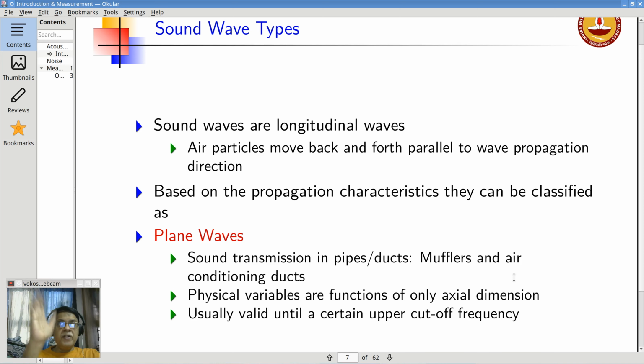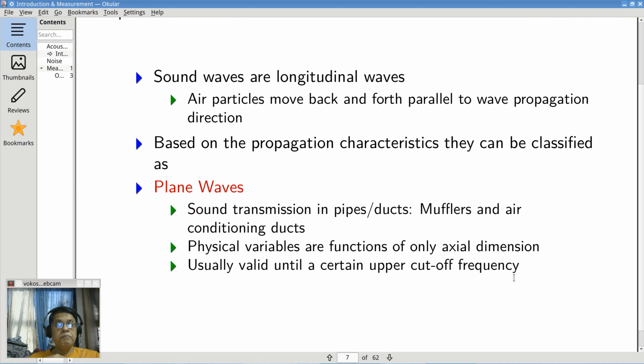If I confine this sound to travel through a duct, for example an AC duct, and in most commercial buildings you will see AC ducts running, there is sound traveling through that, because the airflow through the duct generates noise. It travels through that, and because it is in a confined space, it becomes what is called a plane wave. What do we mean by a plane wave? In this case, the physical variables, we will see what those are, you don't have to worry about this, are only a function of the length, and cross section really doesn't come into play, at least until a certain frequency. So you have plane waves.